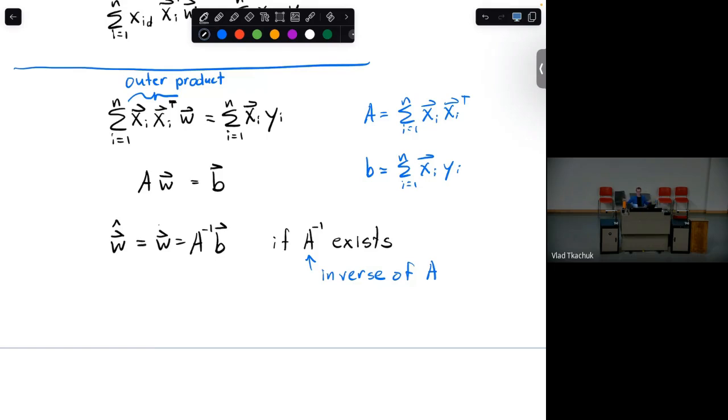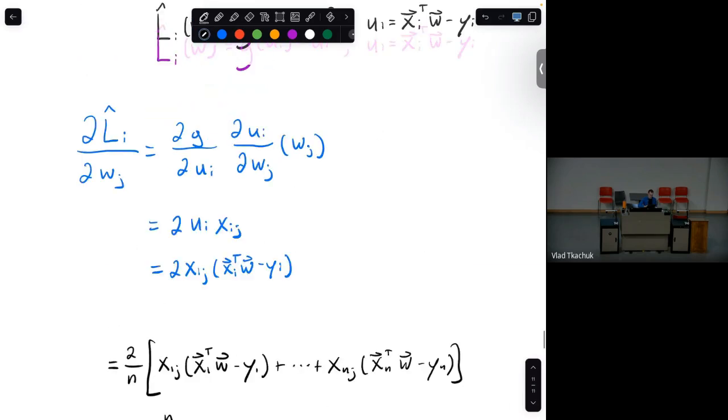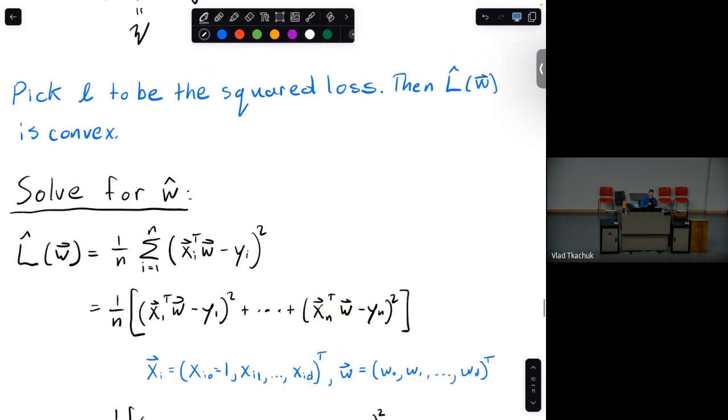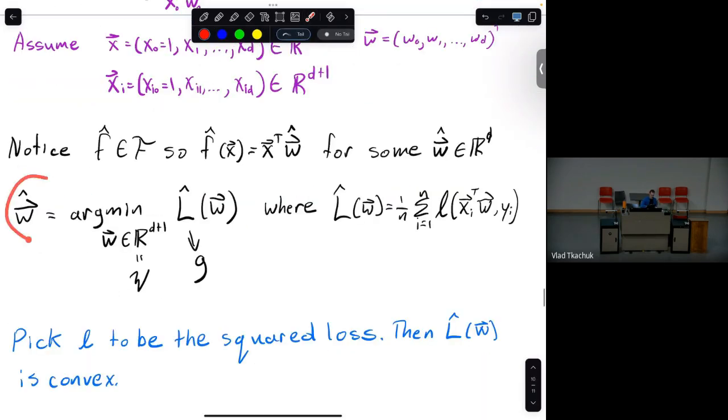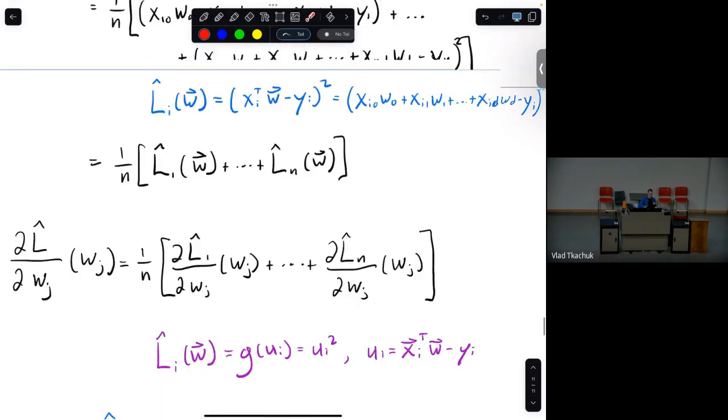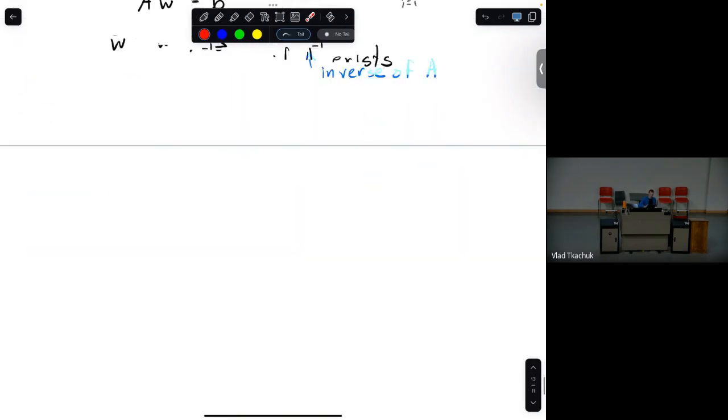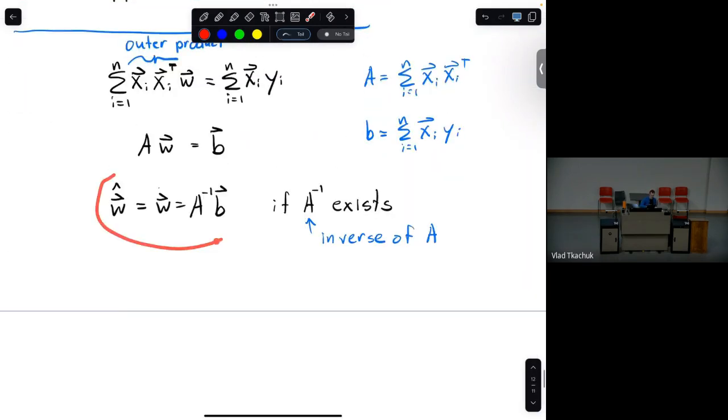This is the solution to this problem. Why is it the solution? Because we knew this thing was convex. So what we did is we took the derivative, set it to 0 for every index of the W vector, and then we got this answer. Okay.